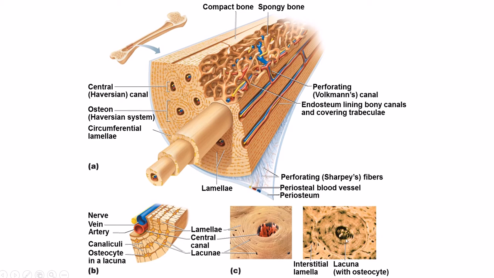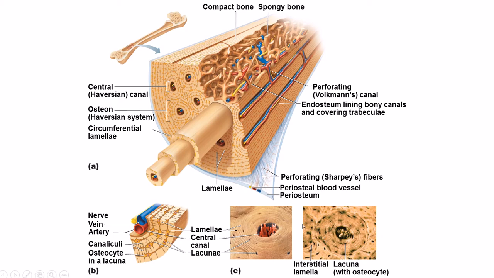Here's our central canal. So again, blood vessels, and to me it totally looks like a tree with tree rings. And in each layer, you'll see the lacunae, the little cups, and then the osteocytes sitting in the little lacunae cups. The lamellae around the central canal are called concentric lamellae because they're concentric and they're around, right? Concentric is around.